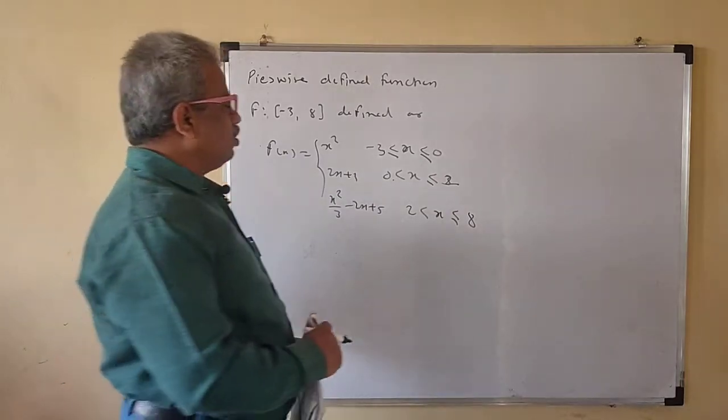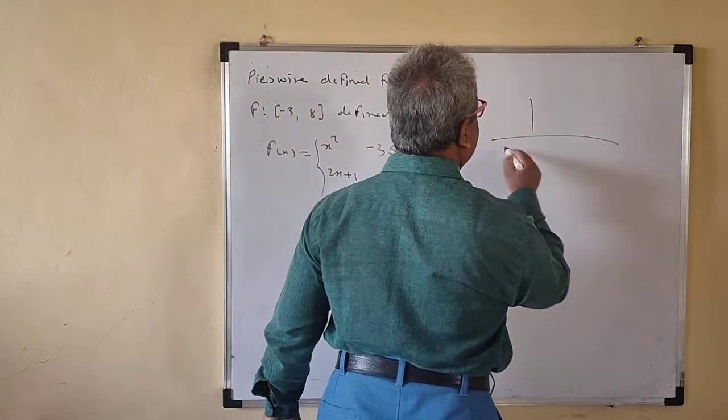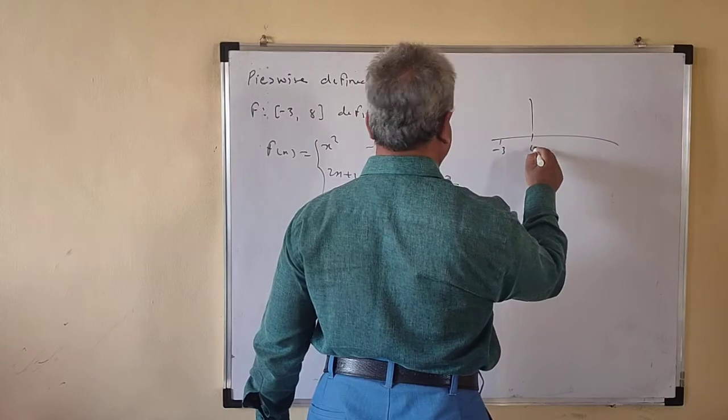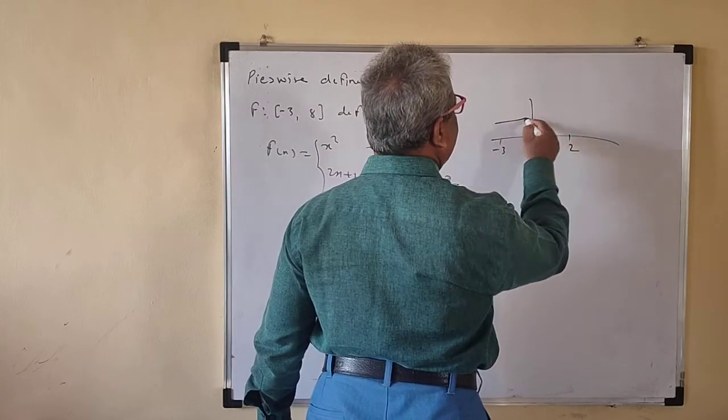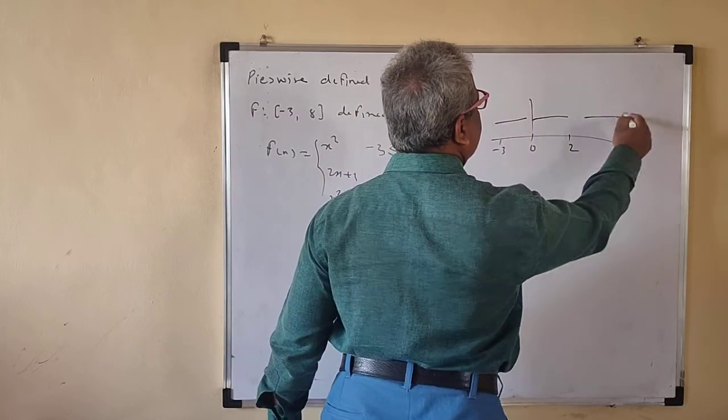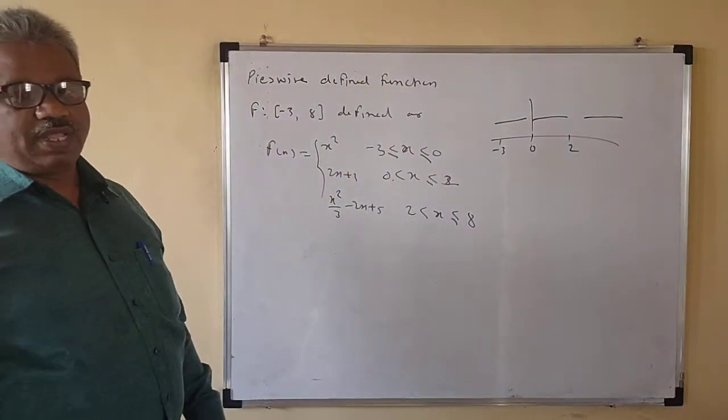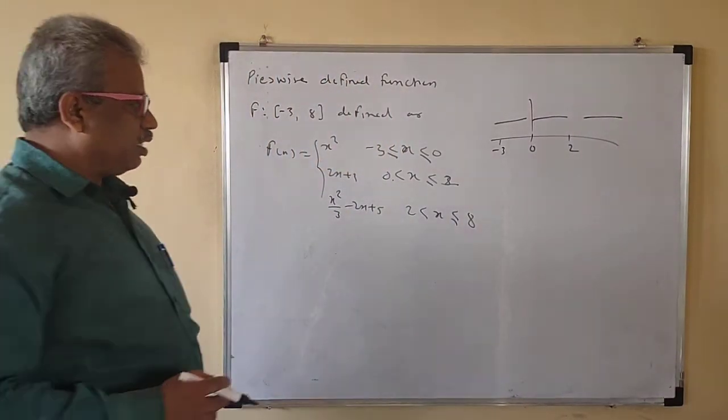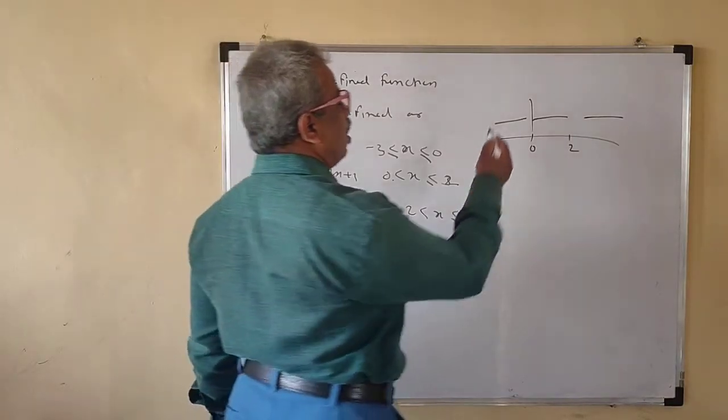Okay. So now the graph will also change. Minus 3, 0, then this is 2. There are 3 parts of the graph, the part of this one, the part of this one, and the part of this one. There are 3 parts of the graph. They may be joined or may not be joined.